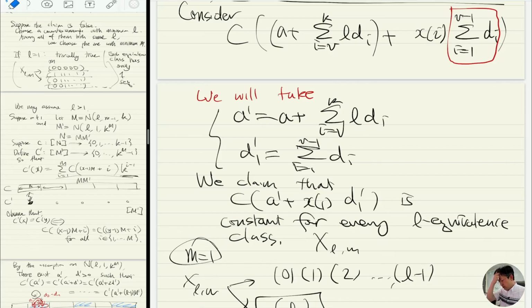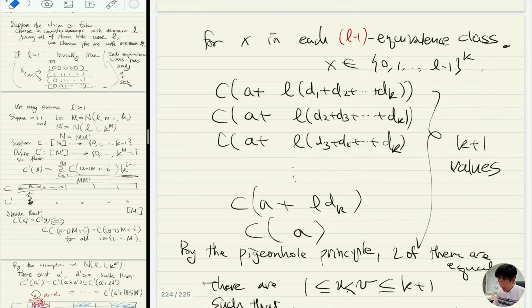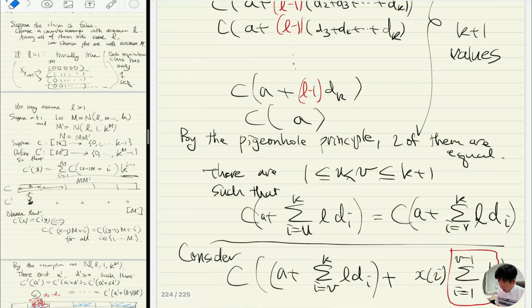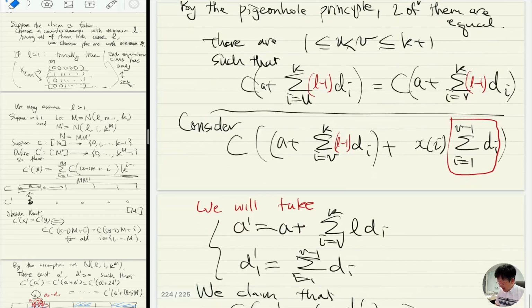Oh, I see. I now realize where it goes wrong. Okay, let me fix one more time. Because these L, I'm going to replace it by L minus 1. Okay, so this is going to be L minus 1, this is going to be L minus 1. Yeah, now it looks better.